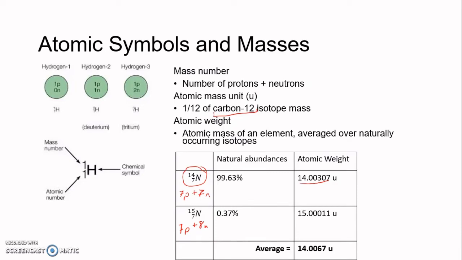Now, if we take those two and make a weighted average, meaning 99.63% of them have a mass of 14, 0.37% of them have a mass of 15, average all of those together, then you get a total average of 14.0067. So that is an important point to note. When you look at the atomic weight on a periodic table, you're looking at the average weight of all the isotopes.